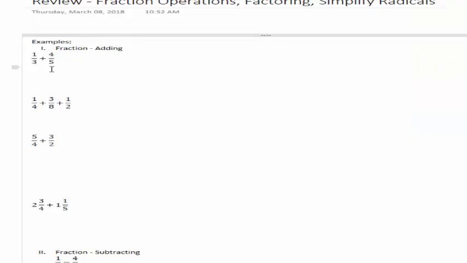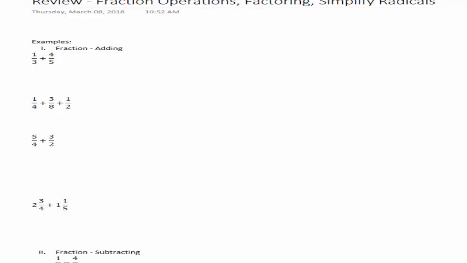Okay, so we're going to begin this lesson by adding fractions. 1/3 plus 4/5. The first thing we have to do is find a common denominator between the two. That means the denominators have to be the same. We are not changing what the fractions represent. In other words, how much, the quantity they represent. We're just making them look different, yet they represent the same number.